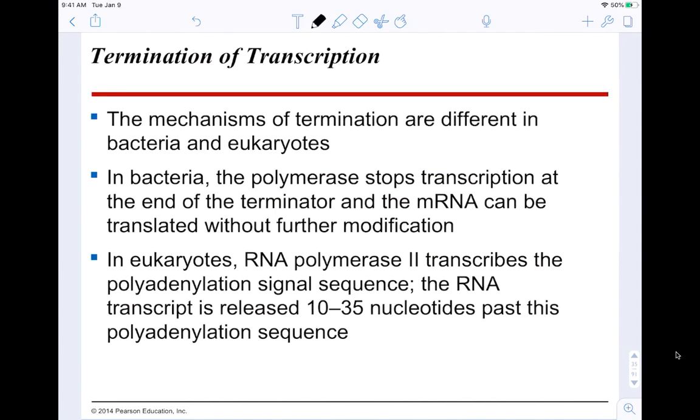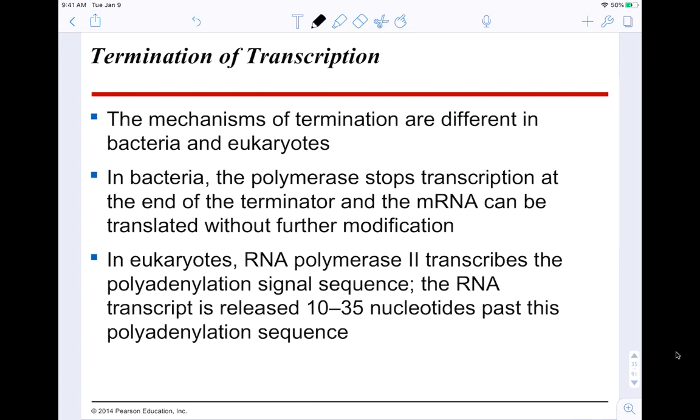Termination. When you're done elongating and you've reached the end of the gene that you're trying to create the protein for, the mechanisms of termination are different in bacteria and eukaryotes. In bacteria, the polymerase stops transcription at the end of the terminator, and the mRNA can be translated without further modification. So you actually don't have to go through mRNA processing in prokaryotes. You have to do that in eukaryotes, though.